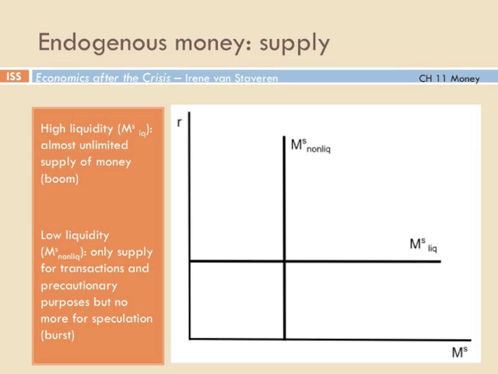When it is vertical, we call that the situation of non-liquidity or low liquidity, only supply for transaction and precautionary motives. When it is horizontal, we call it high liquidity money, money supply in the case of high liquidity. There's almost unlimited supply of money, and this happens when the economic cycle is on its top during a boom.